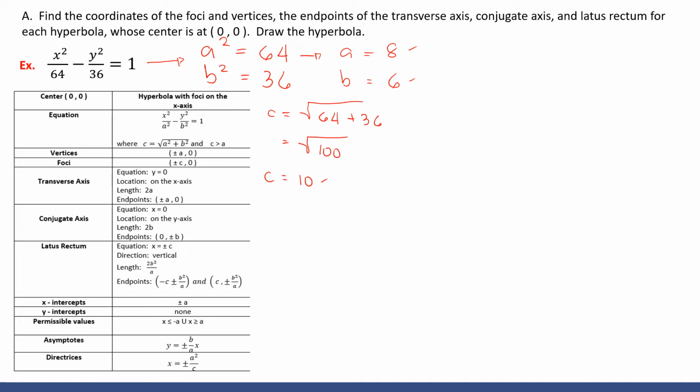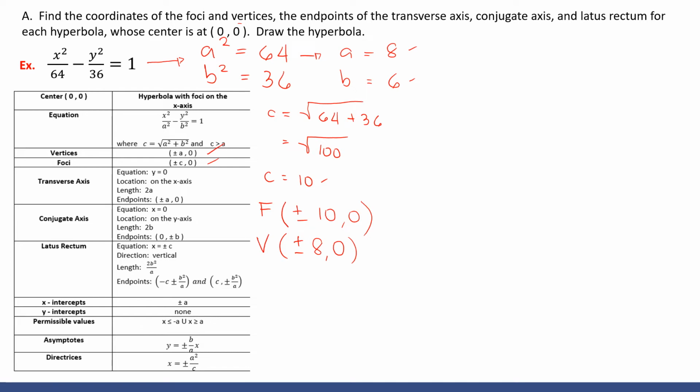Now, let's see how we can get the coordinates of the foci. For the coordinates of the foci, we have plus or minus c, 0. Meaning our foci are plus or minus 10, and then 0. Next, we have the coordinates of the vertices, plus or minus a, 0. So our vertices are plus or minus 8, and then 0.